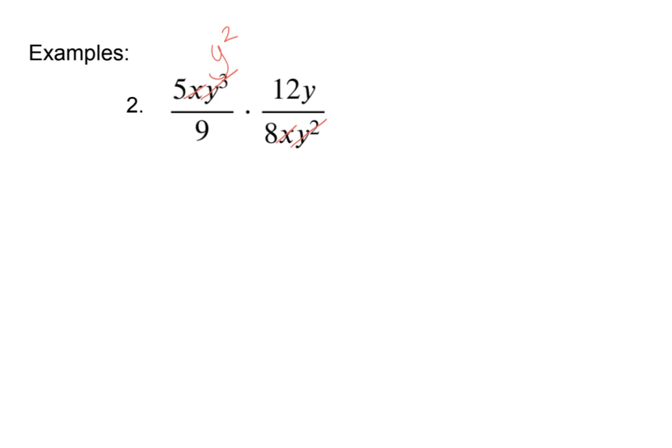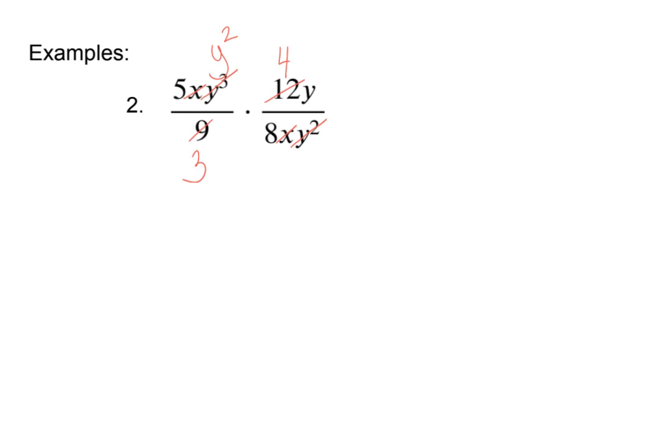As far as letters go, I think that's all I can do. I've got some y's here and I've got some y's here, but those are both up top, so we can't cancel those. Let's talk numbers. Let's see, how about 9 and 12? 9 and 12 have a common factor of 3, and 3 goes into here 4 times.